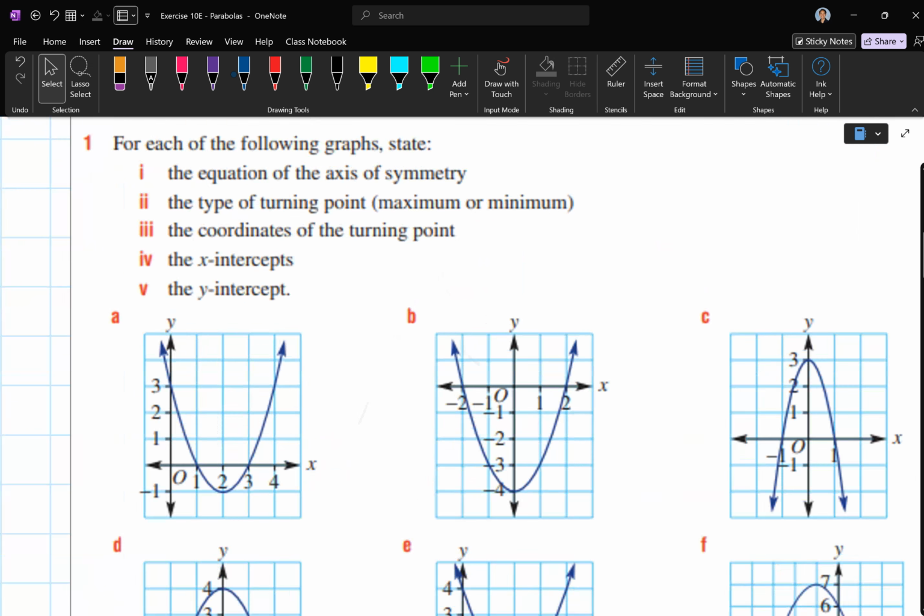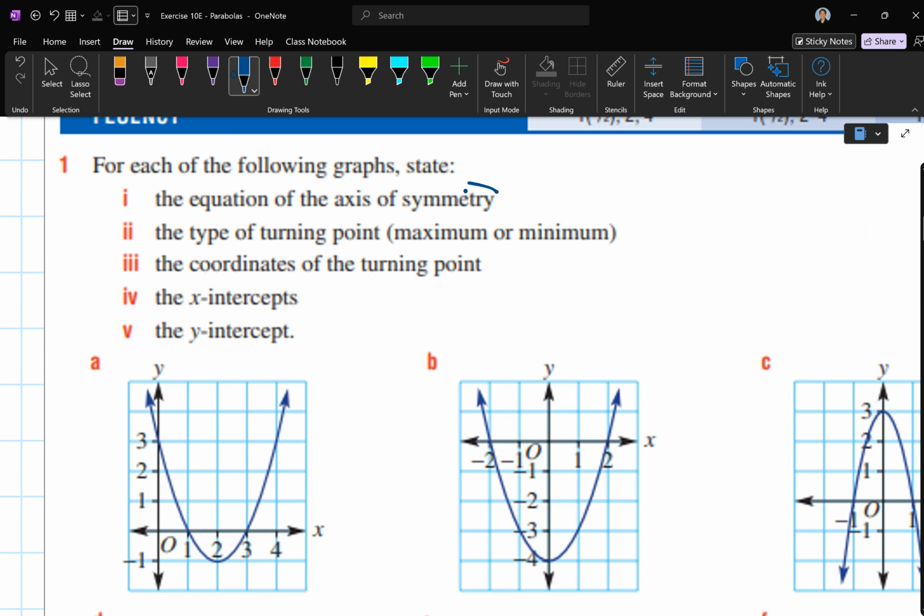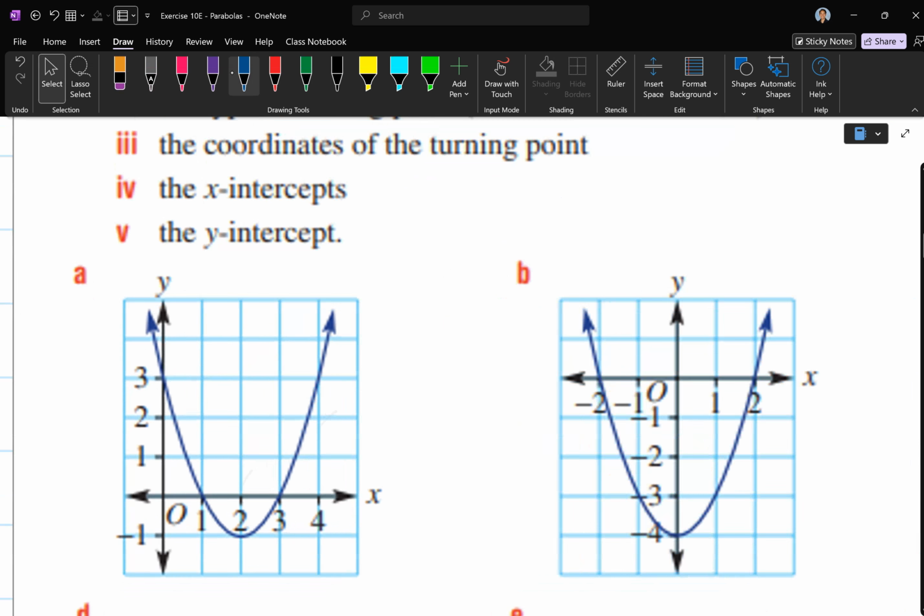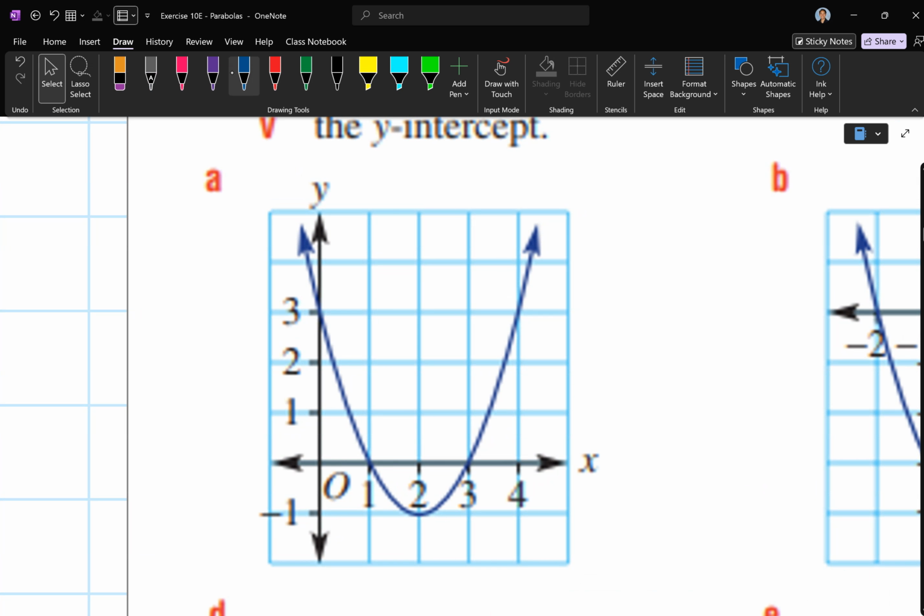Let's do a quick one. So I want you to tell me, again, equation of axis of symmetry. So it always starts with x equals a number. Turning point, is it a max or minimum? What is your turning point? X-intercepts and y-intercepts, okay? So I'm going to pick a couple of students here. Let's go with the first one. First graph here. Is this a maximum or minimum type of turning point?